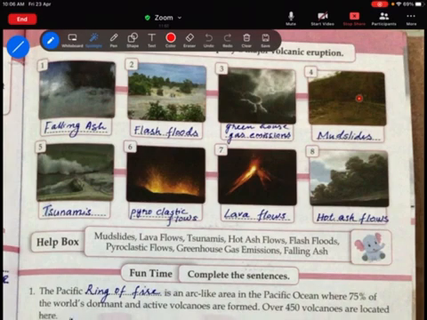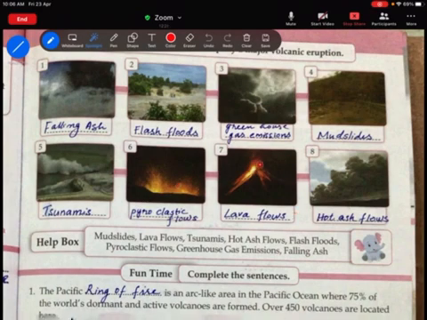Then here you can see mudslides, landslides. Here, tsunami. See, inside the sea, in the shallow waters, this volcano erupts and you see tsunamis, big waves will be coming. Pyroclastic flows. See, here, this is very hot. Pyro means heat. So, hot things will be coming out.